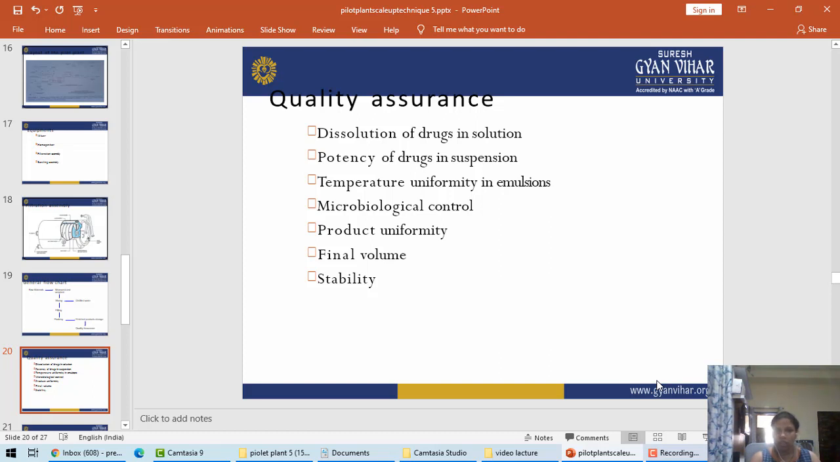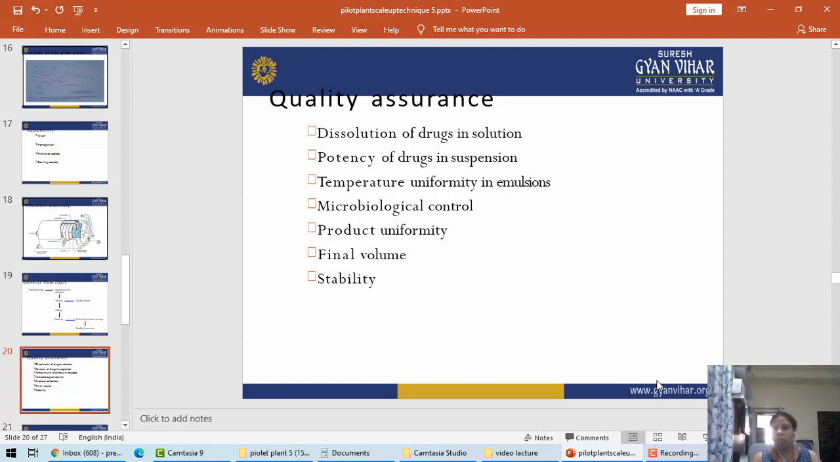Then potency of drug in suspension. We have to check the potency of the drug in suspension by using assay and other methods. Then the temperature uniformity in emulsion. In emulsion we have to check the temperature fluctuations, and our emulsion should not break by changing the temperature. So we should check it in the emulsion.